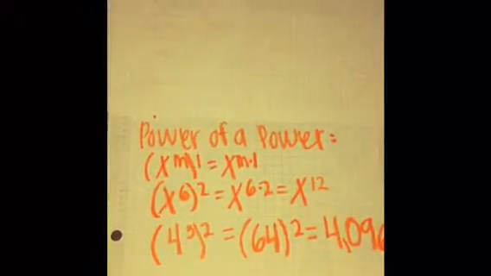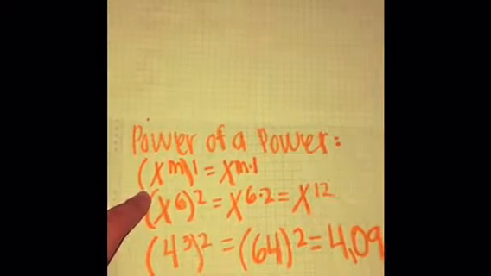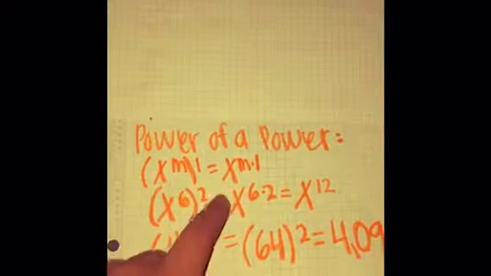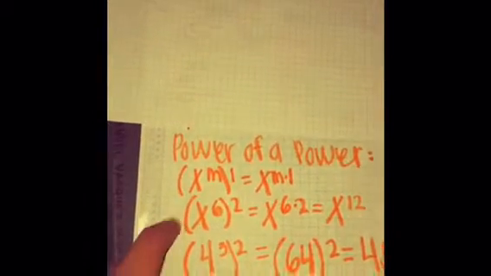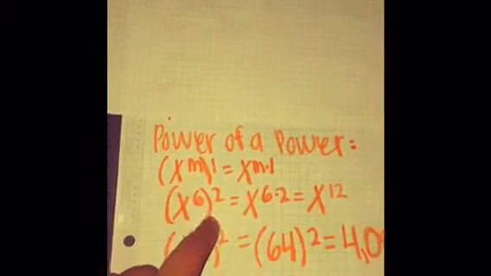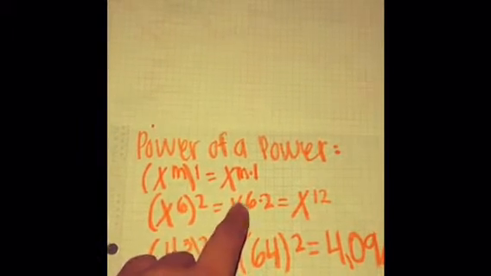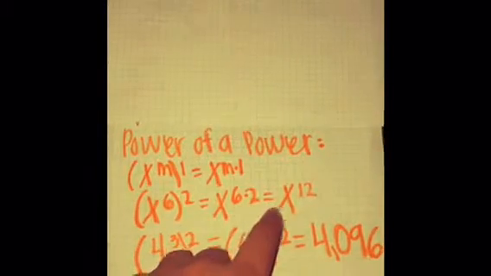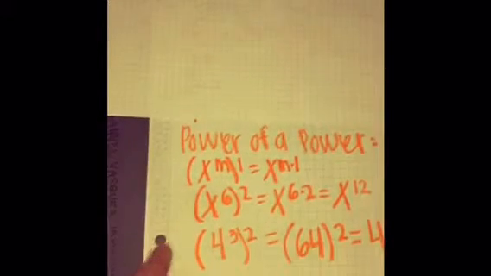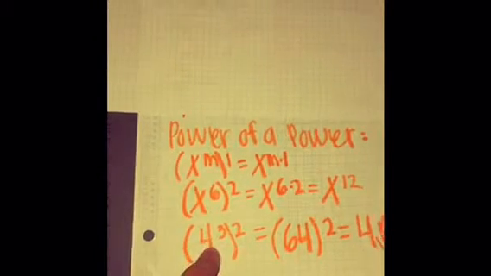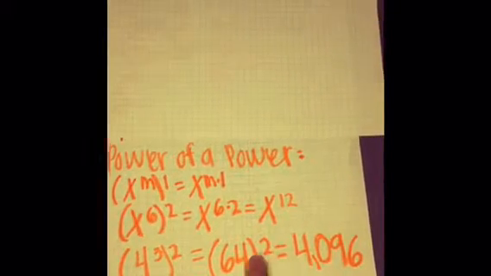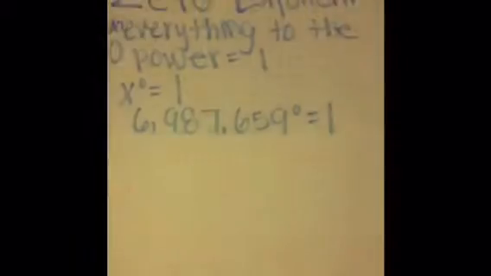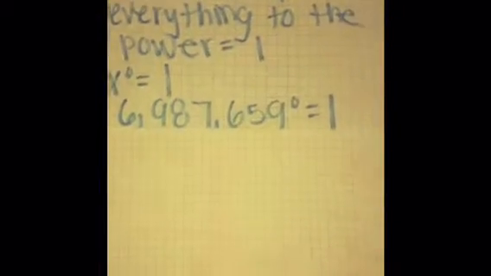You got the power of power. So in this column right here, we got x^m to the power of L, which is going to come out to equal x^(m times L). Second example, we got x^6 to the power of 2, which is going to come out with x^(6 times 2) equals x^12. Then for the third one, we got 4 cubed to the power of 2, and 4 cubed is 64. And then to the power of 2 equals 4,096.